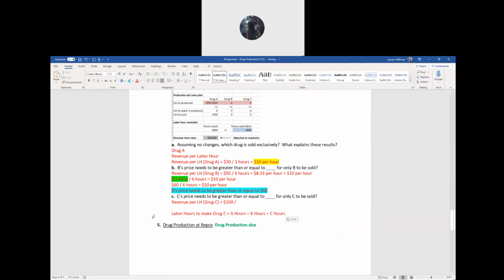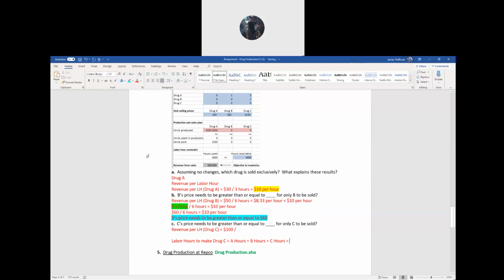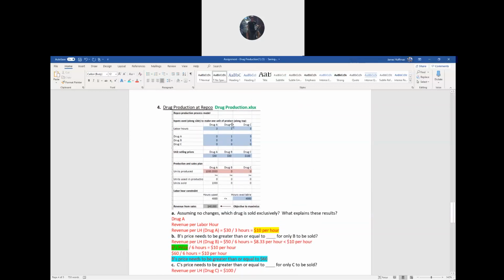Okay, so for drug C, the labor hours to make a drug C, the general formula is the hours from A plus the hours from B plus the hours to make it C. All right, and so we need 3 drug A's, and each of those drug A's takes 3 hours, so 3 times 3.